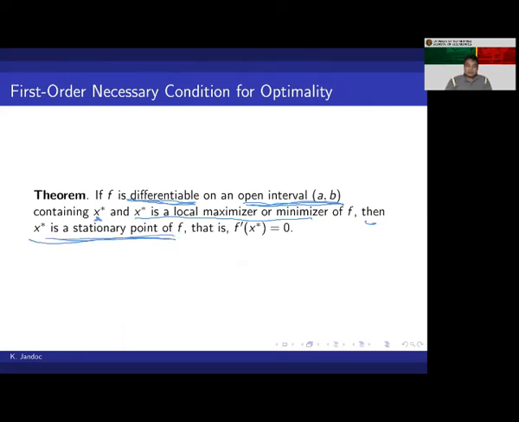Which means that, by the definition of a stationary point, the slope of the tangent line at such x star is equal to zero, or the slope of the tangent line is horizontal. So again, if f is differentiable and x star is either a local minimizer or maximizer, then the slope of the tangent line at that point x star is horizontal, or equal to zero.